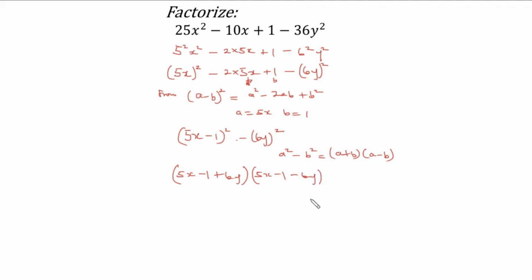So this is how we go about solving this question. You can rearrange the 6y by bringing it closer to this, or you can leave it this way. So this is how we go about solving this question.